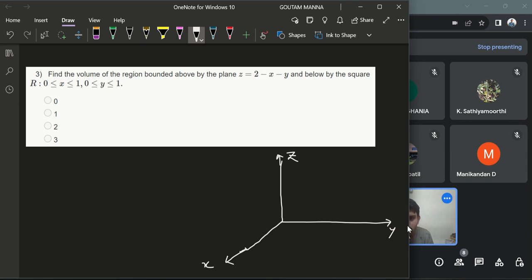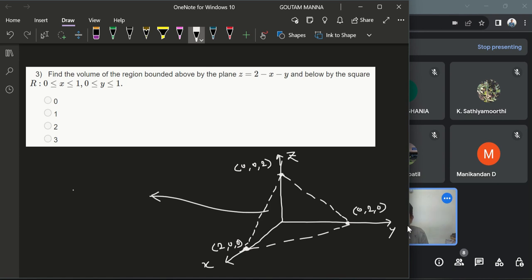When x and y equal 0, it will cut the z-axis at 2, it will cut the x-axis at 2, and it will cut the y-axis at point 2. So these points are (0, 2, 0), this point is (0, 0, 2), this point is (2, 0, 0). Then this will be the plane z equals 2 minus x minus y.